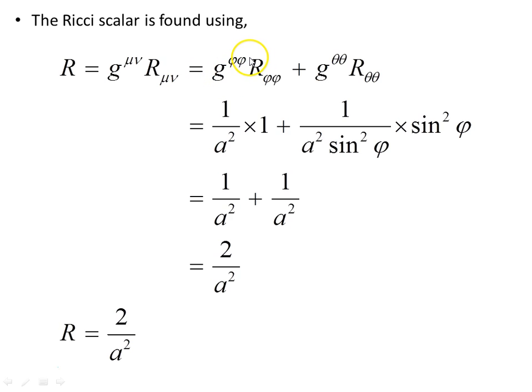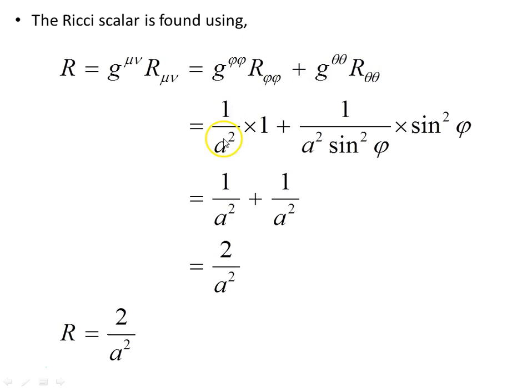G phi phi. Well, if mu and nu are phi, then down here they must be phi as well. If we go here, g theta theta, then they must be theta theta as well. If we had two more terms over here plus g theta phi, then we would have times r theta phi, which we've seen is 0, so they're not relevant to the calculation, they all drop out. It's only these two that are non-zero.